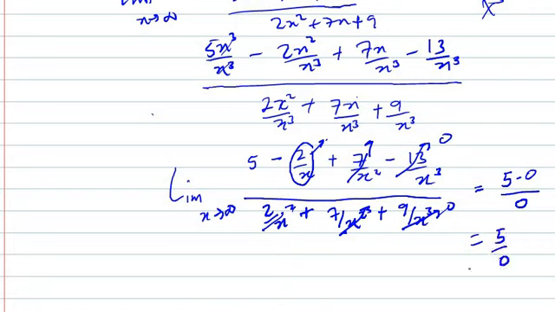So 5 over 0, remember we have 0 in the denominator, so it's undefined, which is infinity. So the answer is infinity. So if the numerator degree is greater than the denominator, this is infinity.